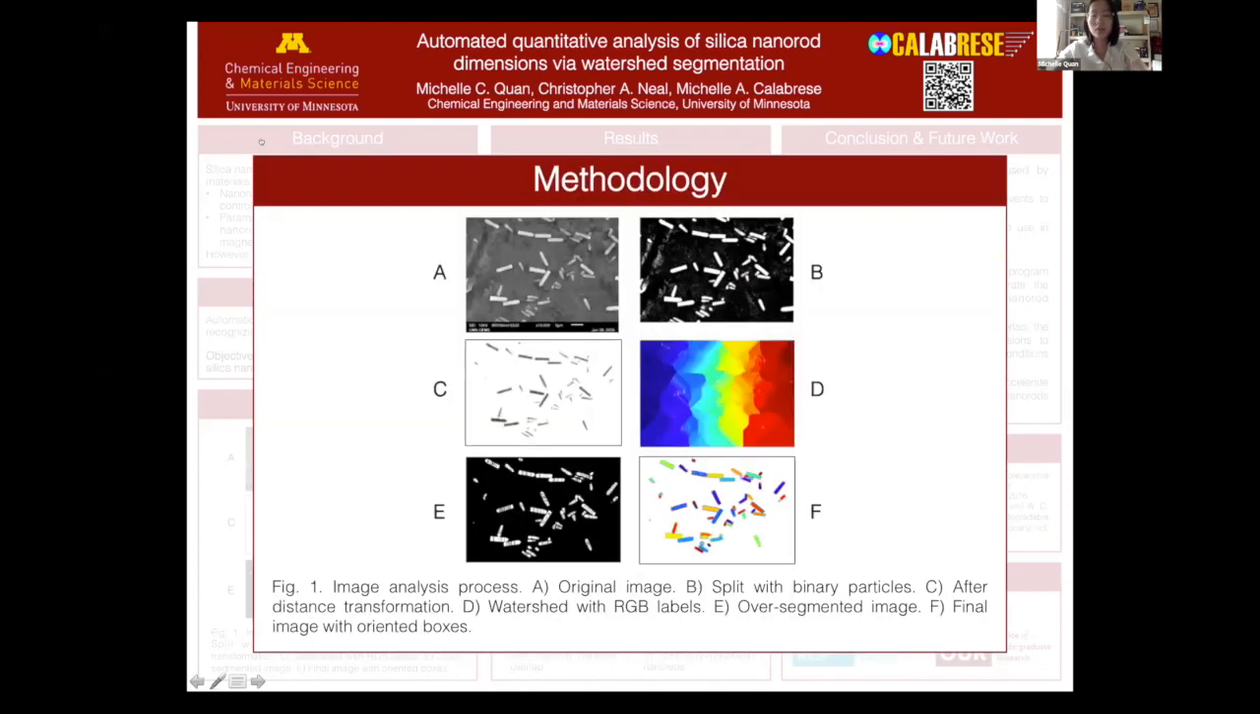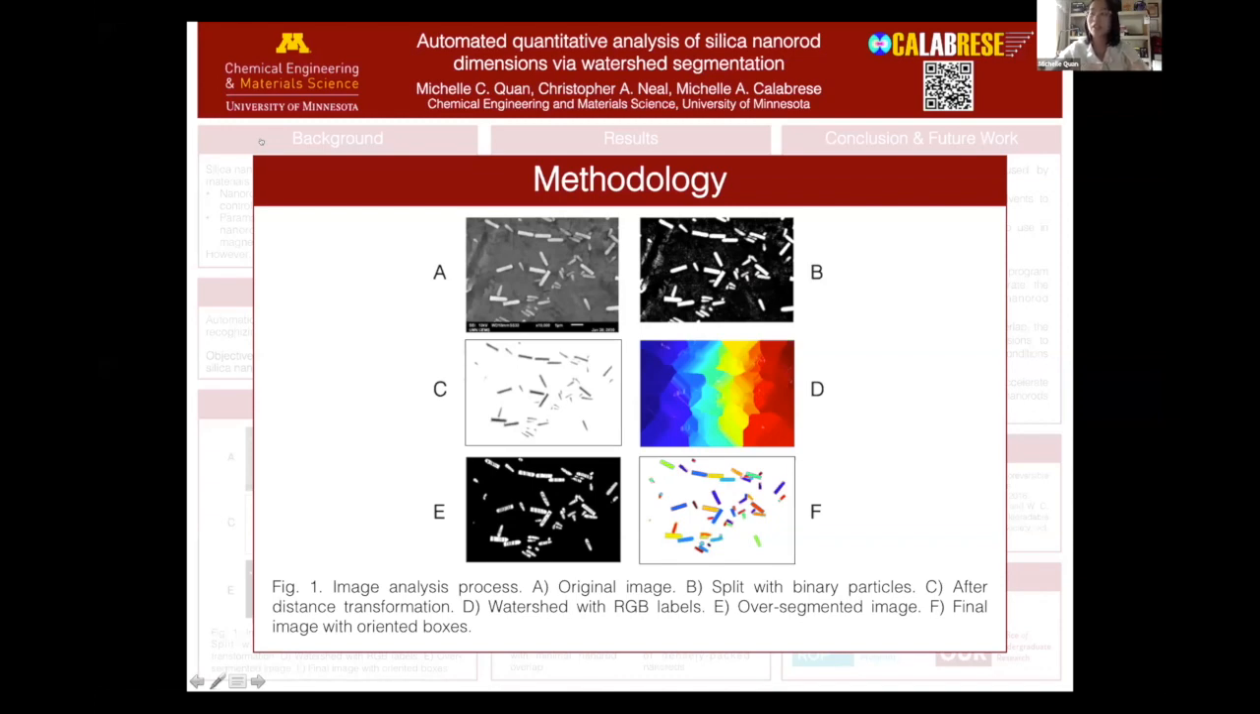The entire program was created in MATLAB, and this figure 1 demonstrates 6 key points along the way. Image A shows a typical SEM image, and SEM stands for Scanning Electron Microscopy, where a beam of electrons is shot at a sample and the signals given off by that sample result in the image.